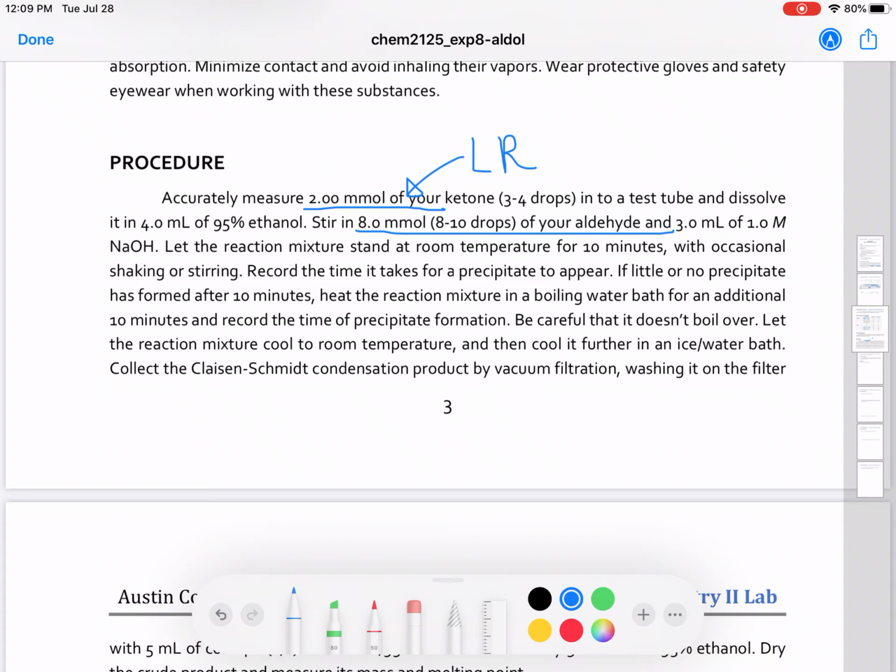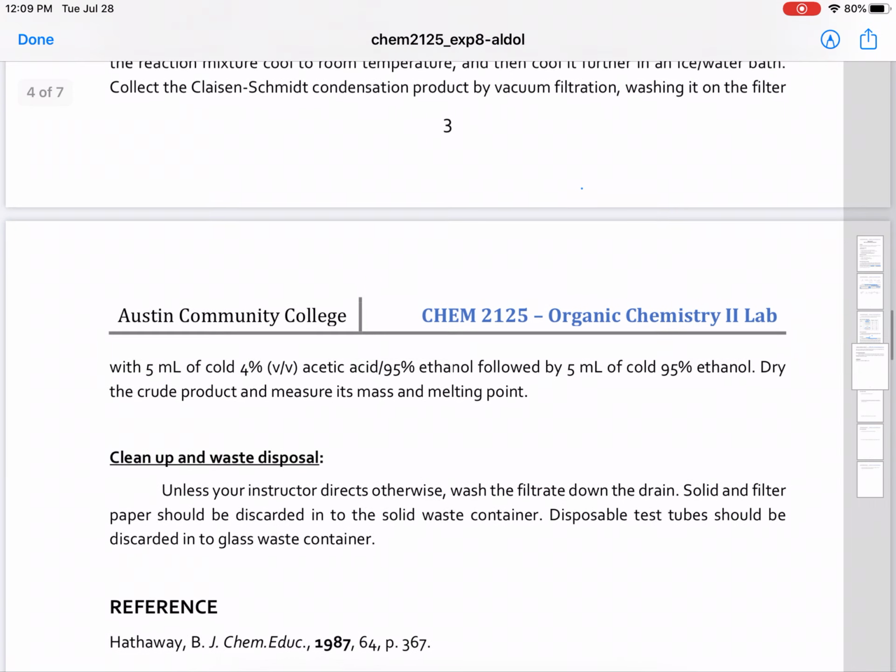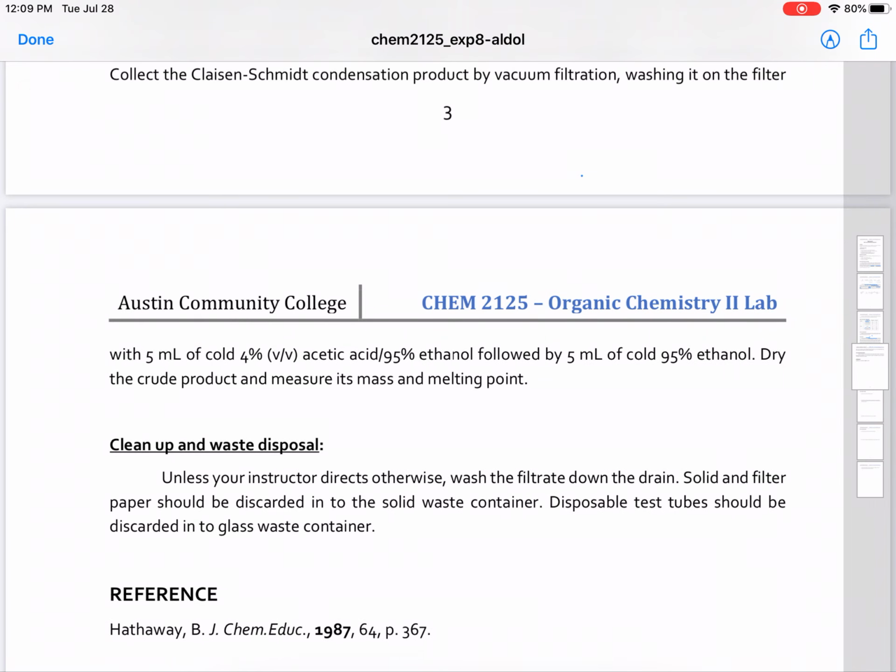And then you're going to vacuum filter it. Once you vacuum filter it, we're going to wash your precipitate while it is on the Buchner funnel and on the filter paper with about 5 milliliters of cold 4% acetic acid, and then a mixture of 4% acetic acid and 95% ethanol, followed by 5 milliliters of 95% ethanol. This will help to get rid of any excess aldehyde or any excess ketone or any excess sodium hydroxide. So all those will be washed away with these solvents. And then you dry the crude product and measure its mass and the melting point.